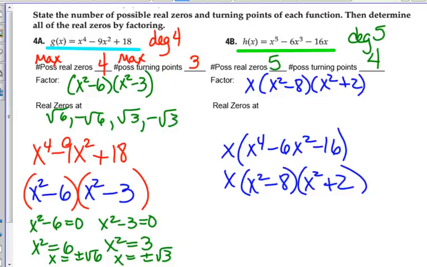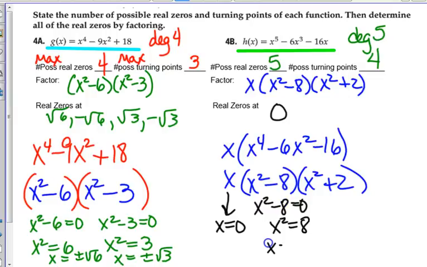Be careful. We have to set each one equal to 0. This one would give us a 0 at 0, yes? This one would give us zeros at, how does that simplify, guys? 2 squared 2. Anybody need me to practice simplifying that? You okay?